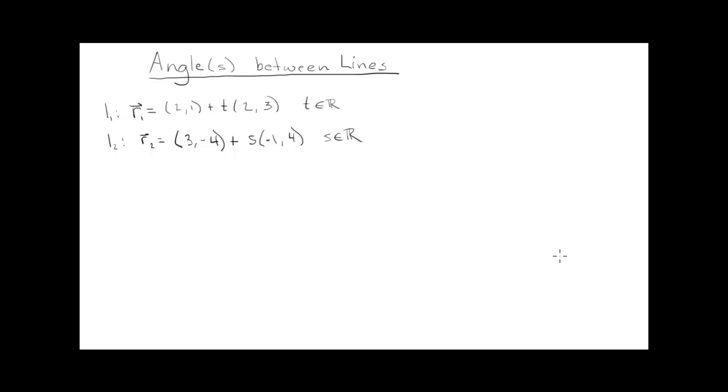Okay, welcome to the lesson on the angles between lines, and we're going to say in R2 right now, but this will apply to lines in R3 also, provided they intersect. So we'll just look at an example. Look at this example, two lines, R1 and R2.